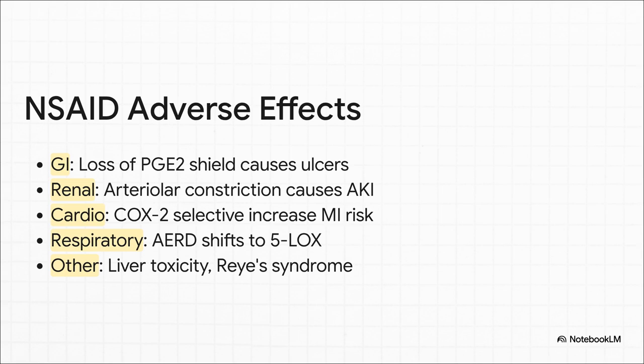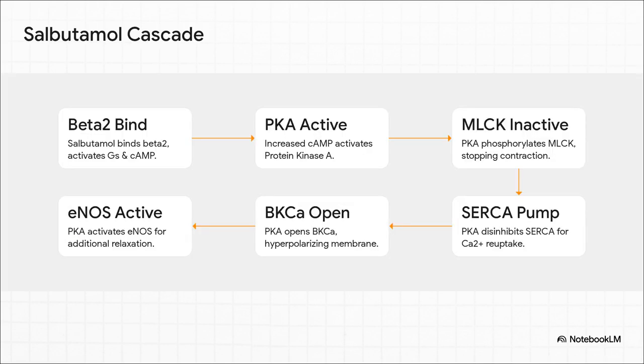And finally, do not forget to list Reye's syndrome in children, liver toxicity, and lithium toxicity due to reduced renal clearance. Now let's trace the complete intracellular cascade of salbutamol. These 4 distinct pathways show that bronchodilation isn't just one simple switch. It's a multi-pronged assault on smooth muscle. Step 1. Salbutamol binds the beta-2 adrenoceptor, activating the Gs protein and adenylyl cyclase.